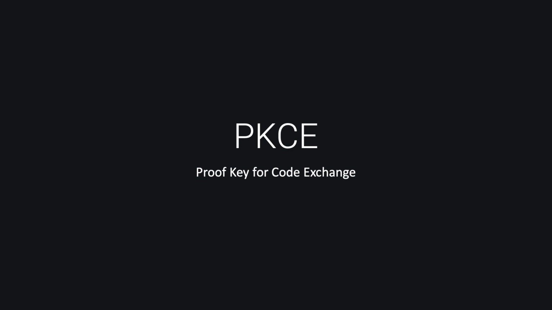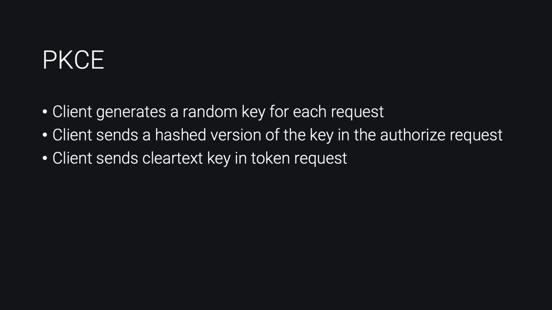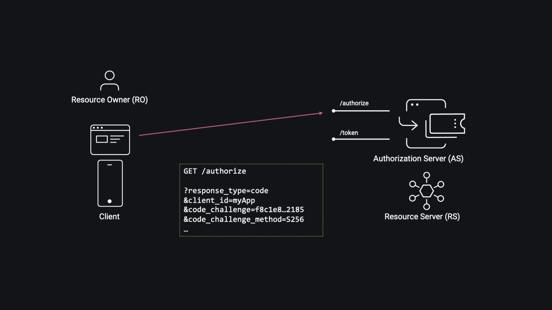PKCE is an extension of the code flow to add a proof of possession key to the authorization and token requests. In short, the PKCE procedure requires the client to generate a random key for each code flow and use it in both requests to prove that it's the same client making both of the requests. Let's look at it in detail. Here, the client has generated a key and adds two new parameters to the authorization request. The code challenge, which is a hashed version of the generated key, and the code challenge method, which is the method used to hash the key.